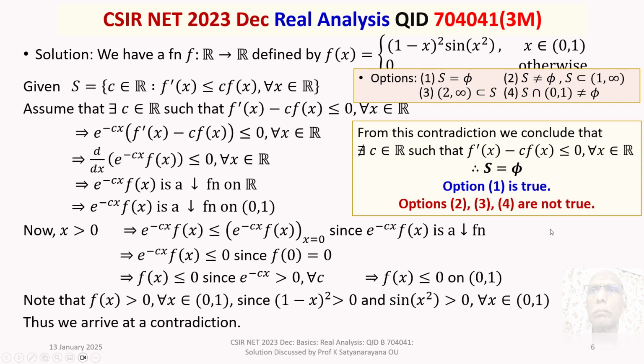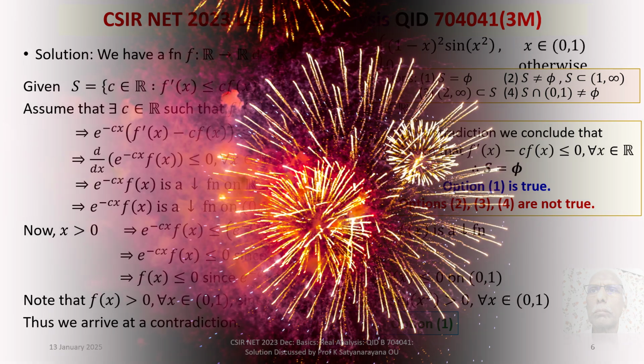So options 2, 3, 4 are not true. Summarizing all the options, the answer to this question is option 1. And that is the detailed discussion of the solution of this problem from the real analysis section, which is based on the basic ideas of real analysis. And this question, in my opinion, is very easy. I am sure that you have understood the solution of this problem.